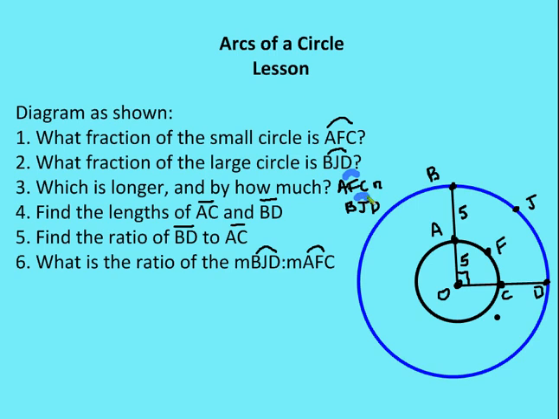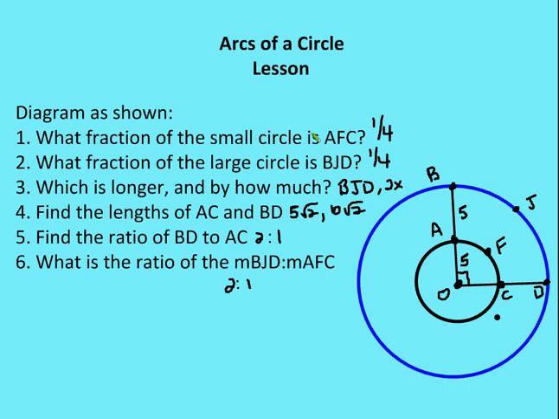And we'll make the umbrella here for arc AFC or BJD. Find the lengths of AC and BD. Find the ratio of BD to AC. And then what is the ratio of the measure of arc BJD to the measure of arc AFC? So once you pause for a moment, you can check out the answer, and then you'll be all done.